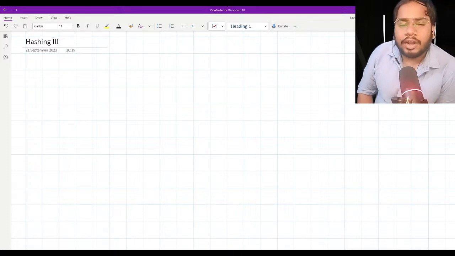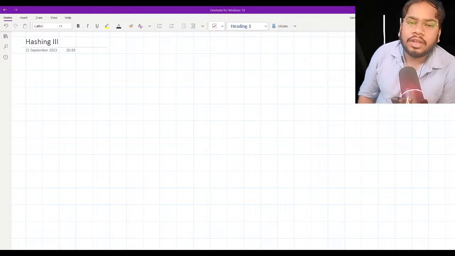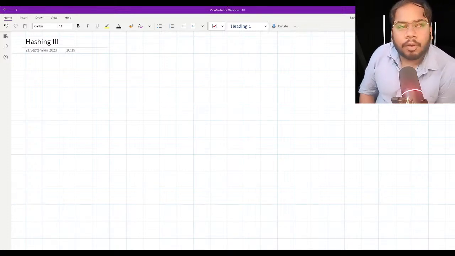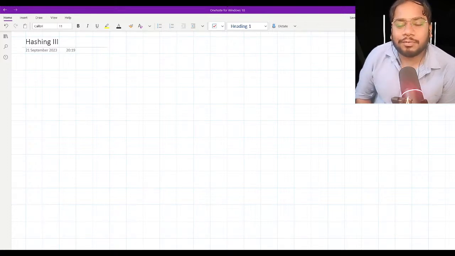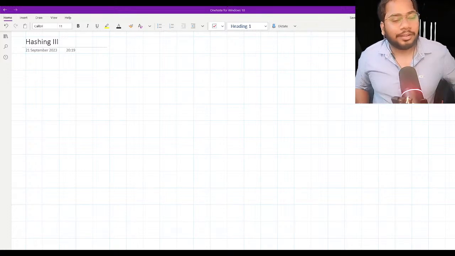So why do we use hash maps and hash sets? That's completely obvious: it reduces the time complexity. And what is time complexity? How does it reduce that? We will study about it, guys. So don't worry.